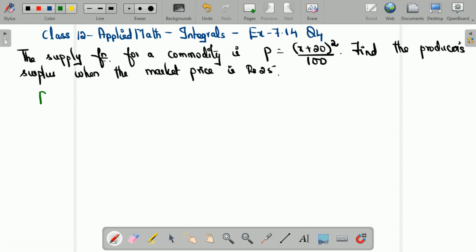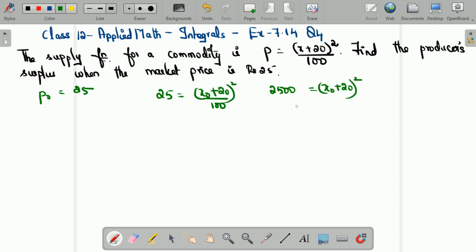So what is given to us is P naught. P naught is given to be equal to 25. So let's try to find out what is x naught. So this is going to be 25 is equal to (x naught plus 20) the whole squared, the whole thing divided by 100. So 2500 is equal to (x naught plus 20) the whole squared.